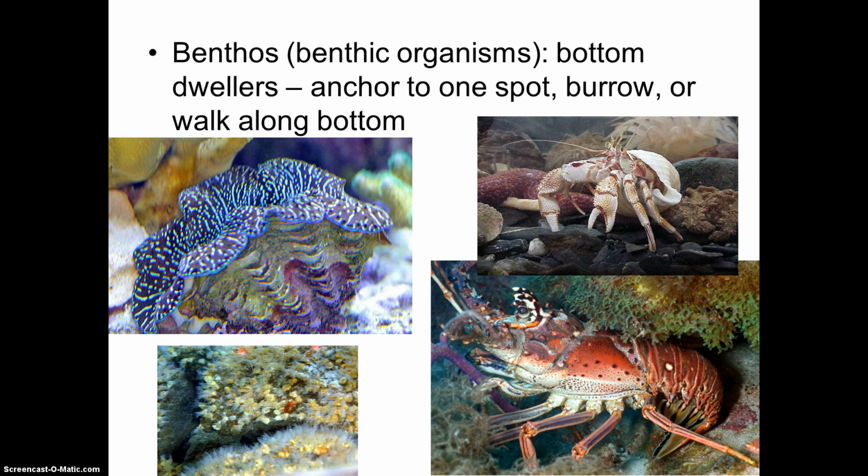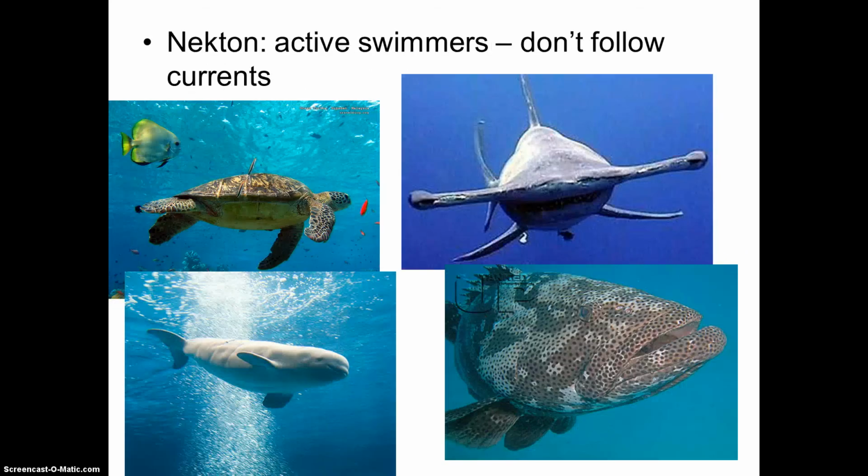Some words you may not be familiar with, we characterize a lot of organisms based on where they live and how they get their food. So we have benthos or benthic organisms. These are bottom dwellers. They usually live on the ocean floor. It might be on a reef, so close to the surface or close to the coast, or it could be deep ocean. Typically they anchor in one spot like a coral, but they may burrow under the ocean or under the sand or walk along the bottom. So you see there's some lobsters and crabs, some corals, mussels, and clams. All of those are considered benthic organisms.